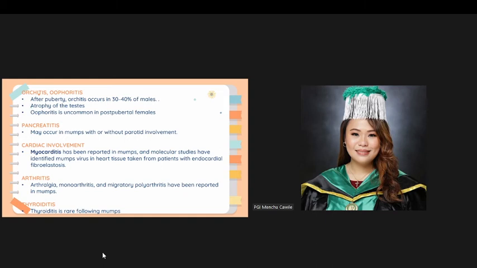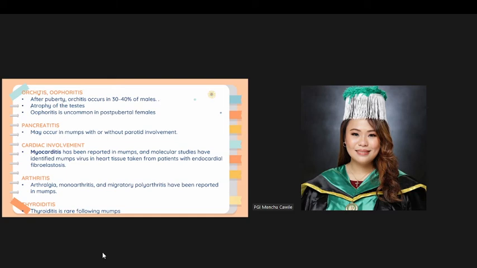Next is cardiac involvement. Myocarditis is common in mumps, and molecular studies have identified mumps virus in heart tissues taken from patients with endocardial fibroelastosis. Another complication is arthritis. Arthralgia, monoarthritis, and migratory polyarthritis have been reported in mumps. Arthritis is seen with or without parotitis and usually occurs within 3 weeks of parotid swelling. The arthritis is generally mild and self-limited.